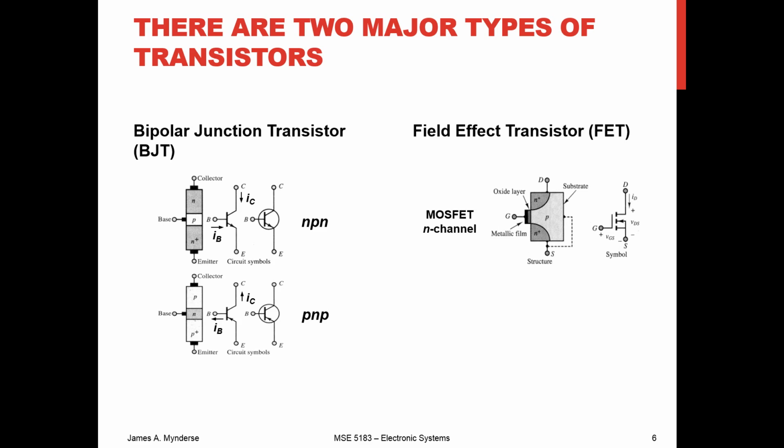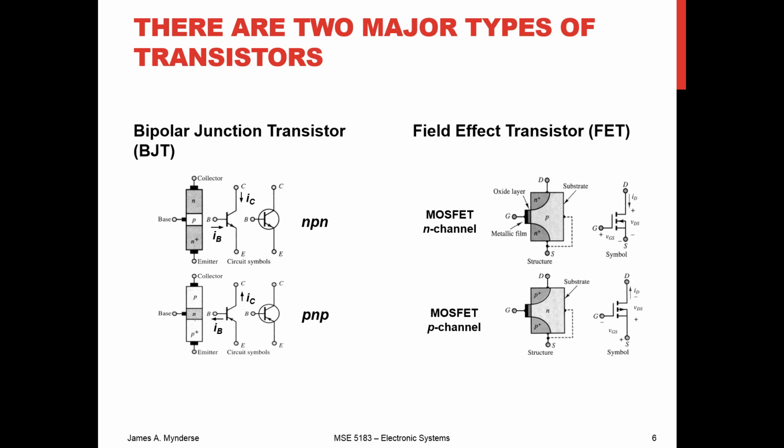Contrast that to a FET, which looks a little different here. We've got an N plus, and a P. Or, here's another FET. These are MOSFETs, by the way. A P plus, and an N. And you can see that the symbols are different, and you can see the construction is different.